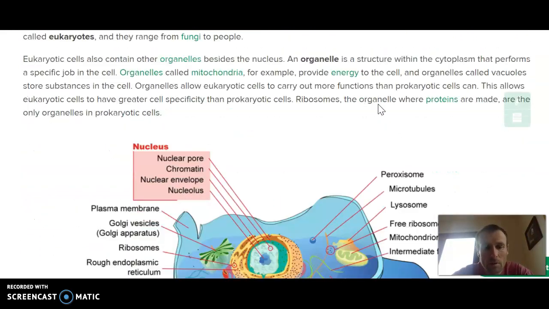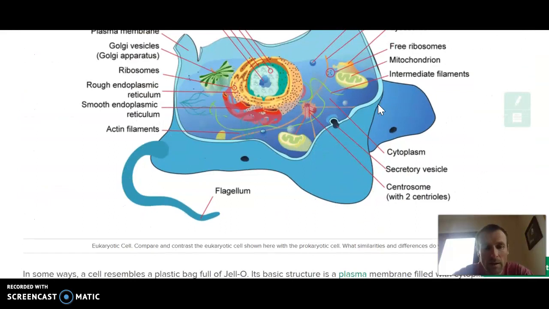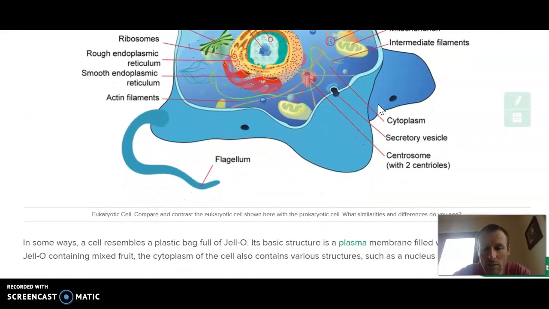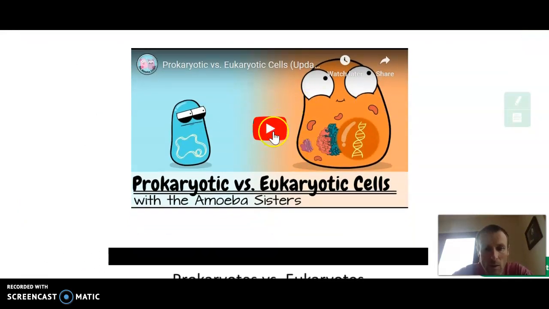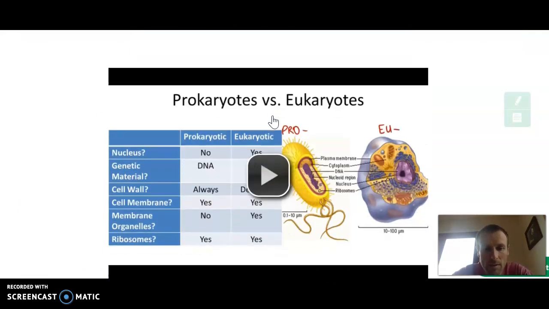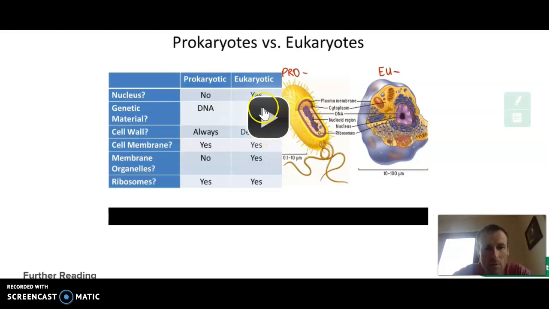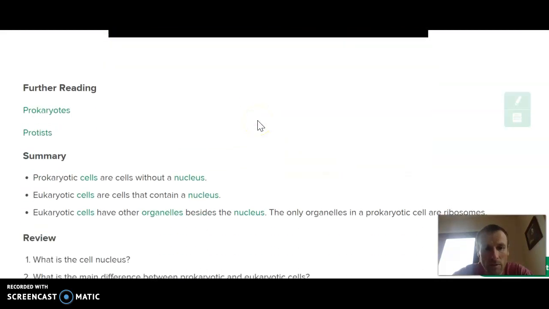So eukaryotes, prokaryotes, two big deals. Really, just one has a nucleus, one doesn't. One is simple, one is complex. Watch this video from the Amoeba Sisters. That's a good overview. And this one is probably optional, the second one.